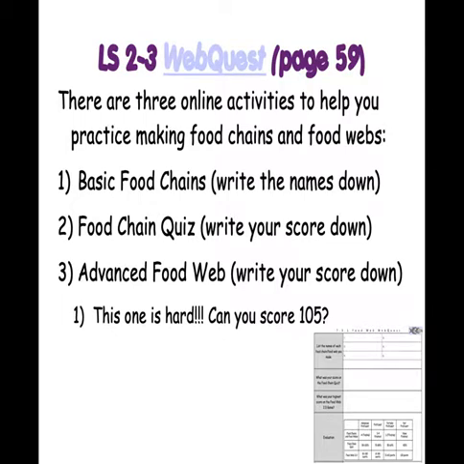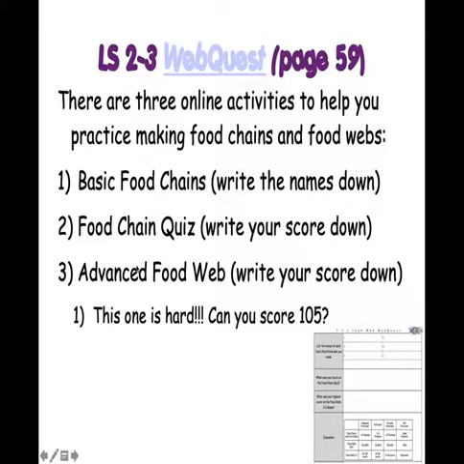Wednesday. It's going to be this WebQuest. And a WebQuest is a kind of activity where we have a series of online sites that are set up so that you can learn from each one. So we're going to do different activities to practice making food chains. We'll have a food chain quiz to make sure that you understand what's going on.